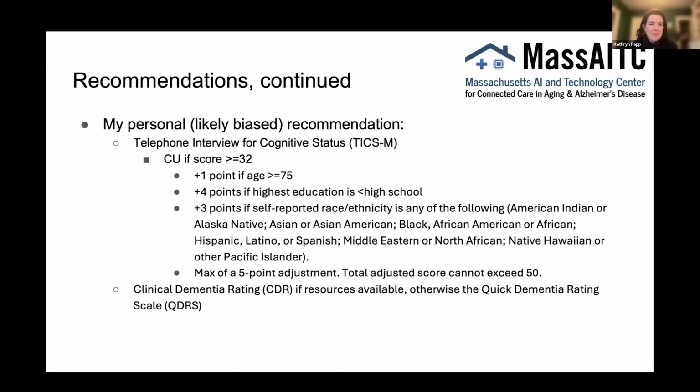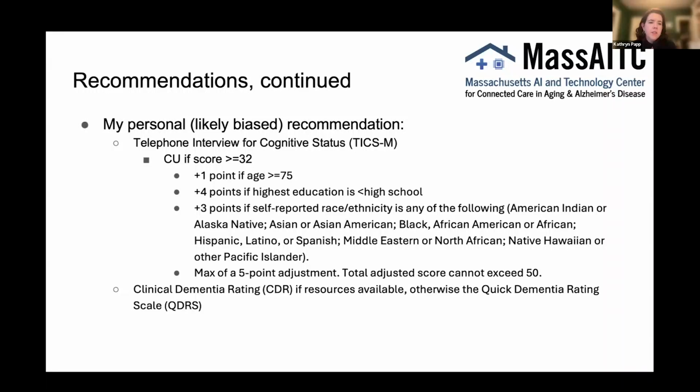These are my biased recommendations for particular measures. So this is something that combines some of the different measures that I've used in different clinical trials. The Telephone Interview for Cognitive Status is a good initial screener. I particularly like it because there are demographic cut points where you add points based on age, education, and membership in an underrepresented group. These are the cut points that we use in the U.S. POINTER study, and I have found that they have been quite useful.